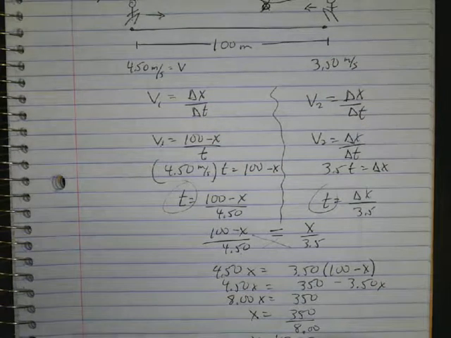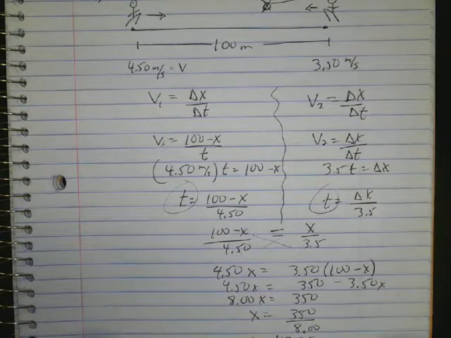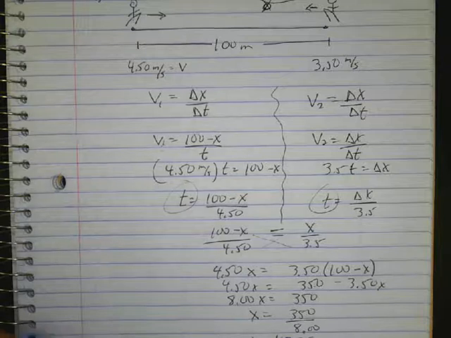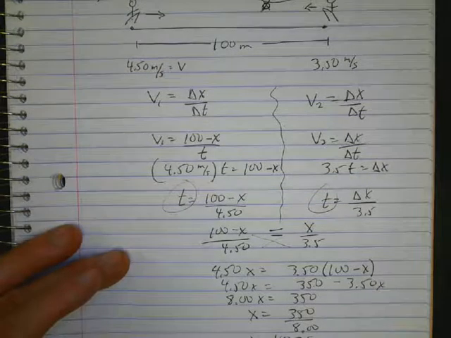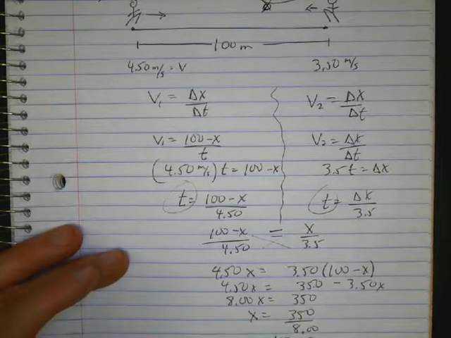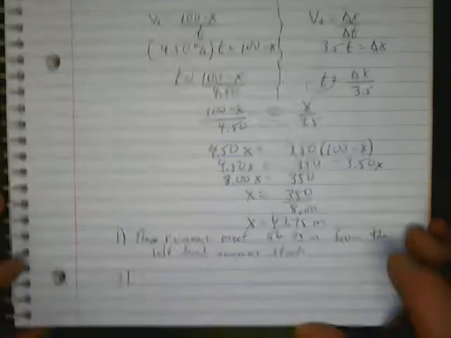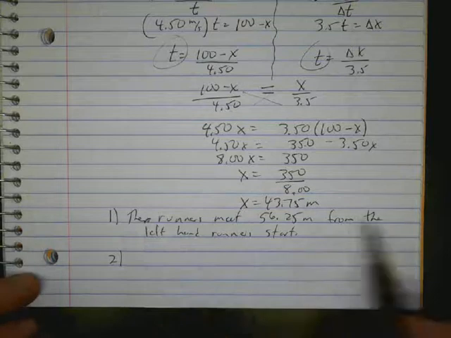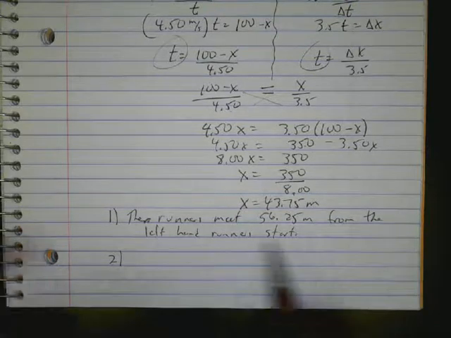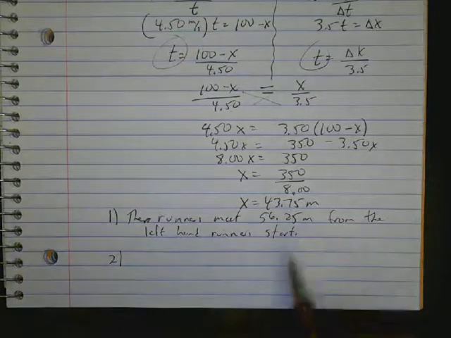So we could write down here, the runners meet 56.25 meters from the left-hand runner's start. Oh, by the way, I didn't show that on the video here: you write out a sentence to show me that you have the answer. And so that is part one.